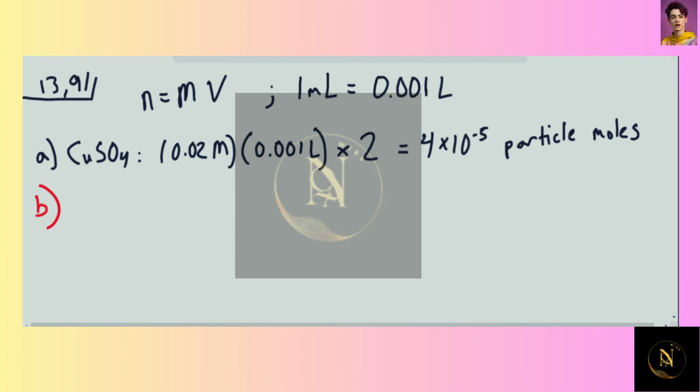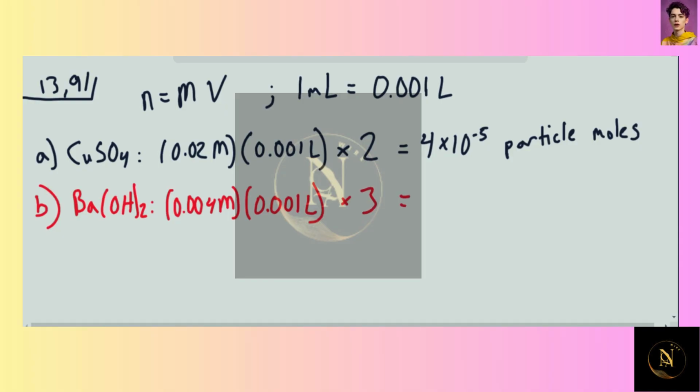So in part B, we're given barium hydroxide. Concentration is 0.004 M. We multiply by the same volume because we're considering only 1 milliliter. In the case of barium hydroxide, we would have 3 particles because we can see there are 2 hydroxides for every barium. So we multiply and we get a value of 1.2 times 10 to the negative 5th moles of particles.